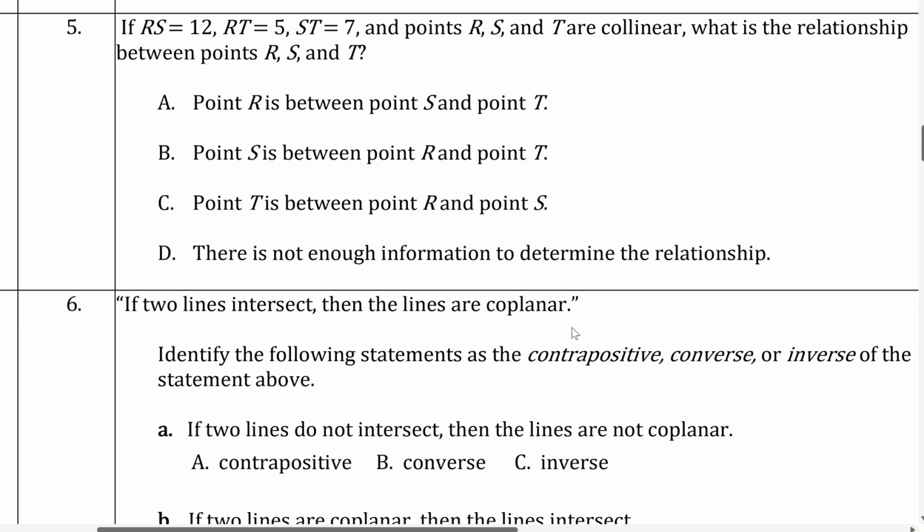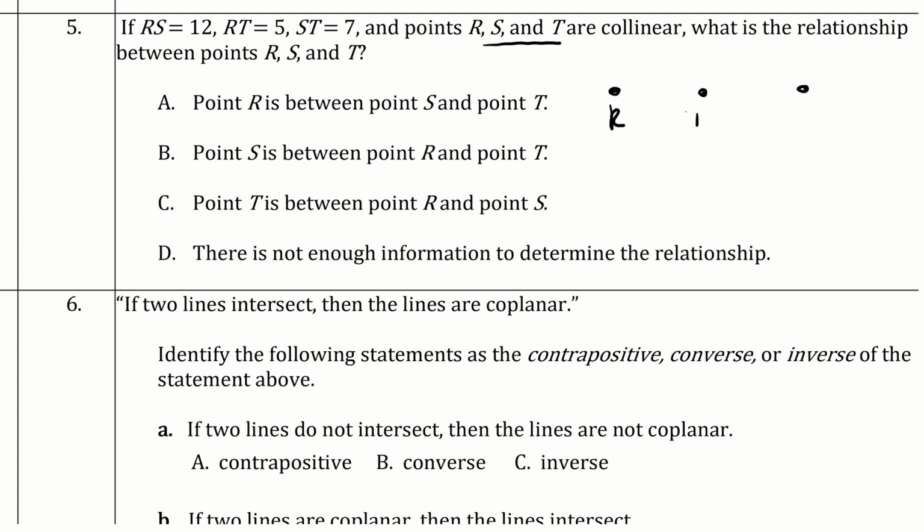Let's look at number 5. If RS is equal to 12, RT is 5, ST is 7, and R, S, and T are collinear, what is the relationship between points R, S, and T? Okay, so here it says RS is 12. So let's look at this here. It says R, S, and T are collinear, so that means they're on the same line. Now, we don't know where they are, but we do know that we can find out.